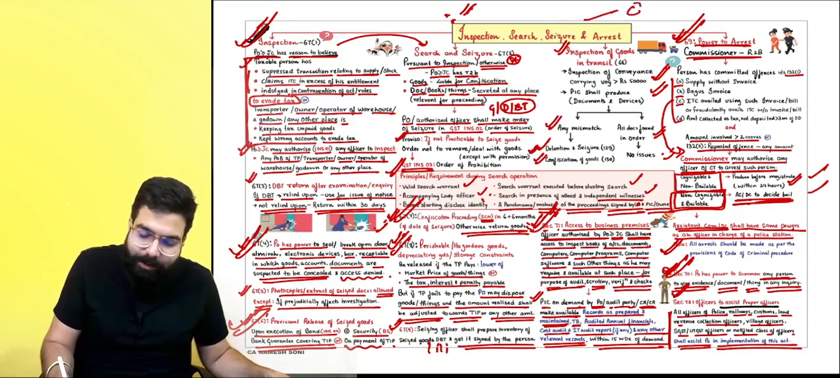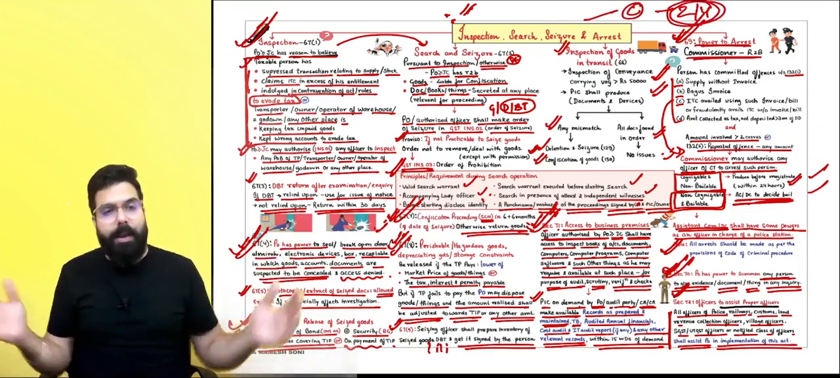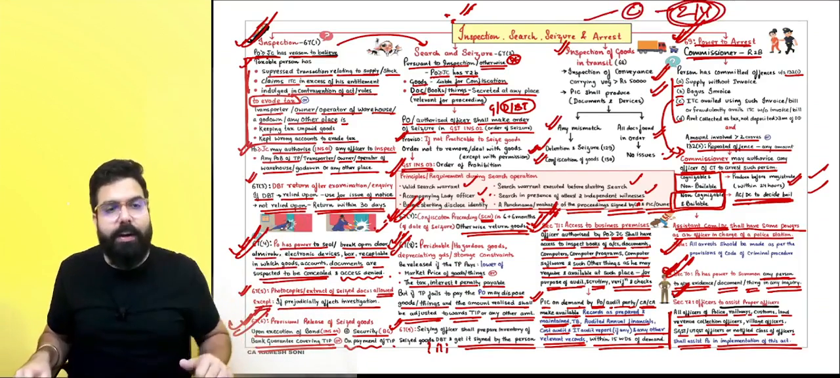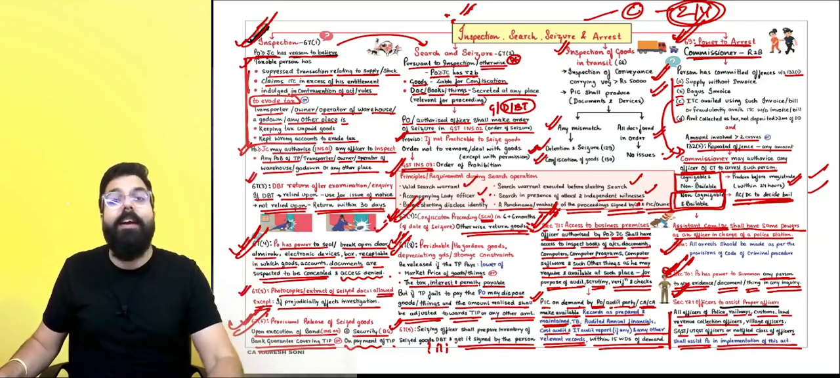Again, it's a C graded chapter, but 2 to 4 marks sometimes they ask. So in my opinion, there is no harm in reading. Here we are done with the chapter of inspection, search, seizure, and arrest, everyone.